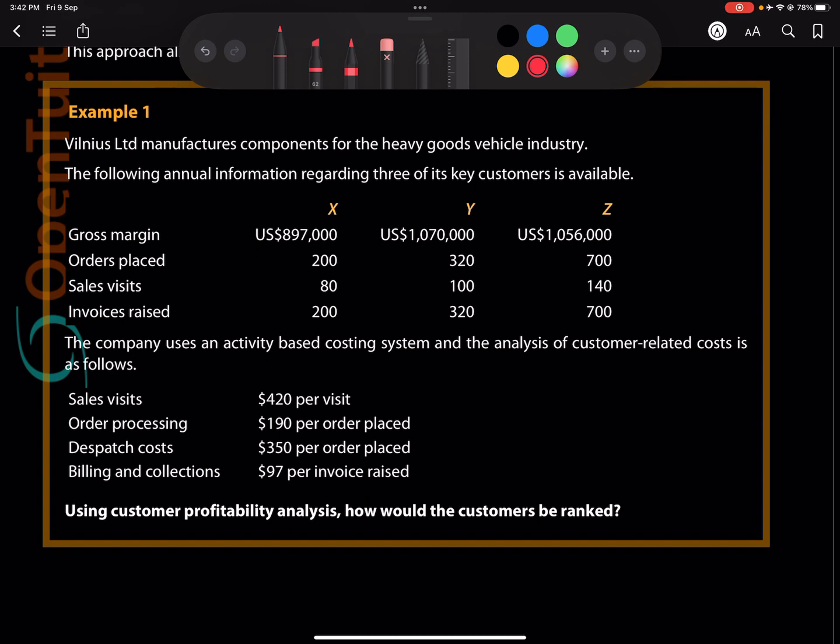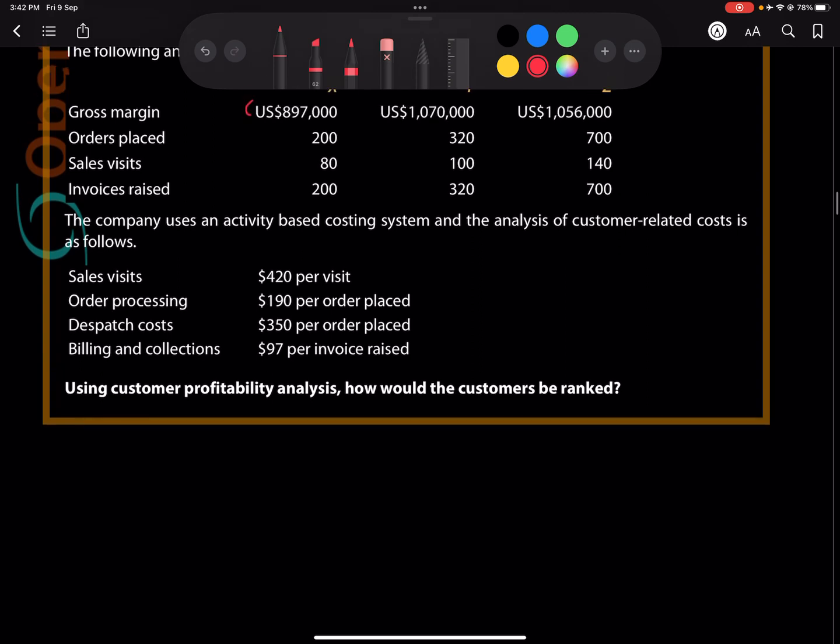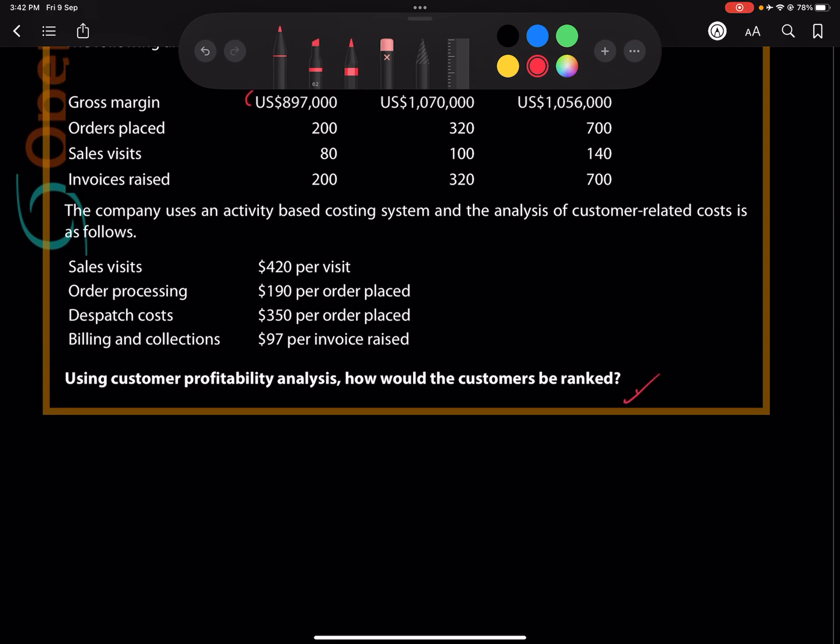Since we've been given the gross profit margin, all you need to do is multiply the orders placed by the order processing and dispatch cost, and then the billing cost as well. And then the sales visit cost per visit. So we could do all these things, and you could design it in any kind of pro forma.